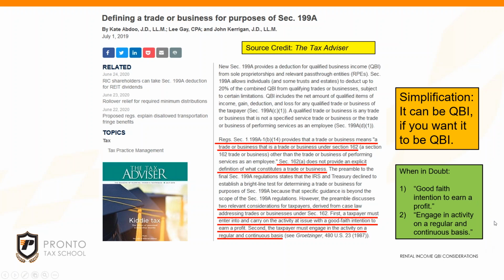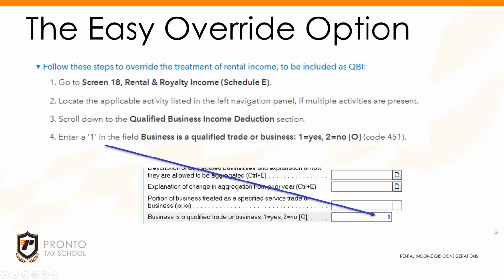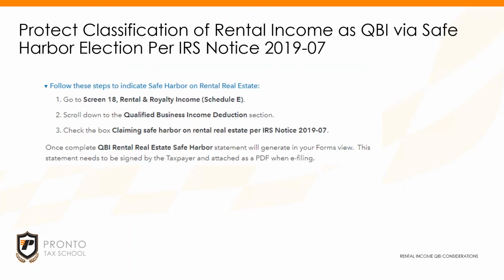And if you're in doubt, these are the tests that you'll apply under IRC Section 162. So that's the big picture of it. And there is an easy override option, right? You'll have something similar in whatever software you're using, where you just check a box, or tell your software, "Hey, I want to count this as qualified business income, it's rental income, and please do count it as qualified business income." There's also the option to protect your classification of that rental income as qualified business income by using that safe harbor election.